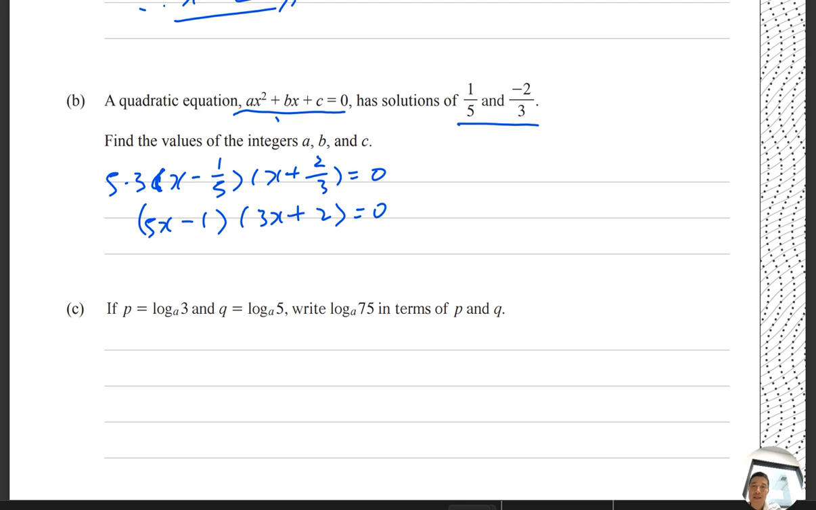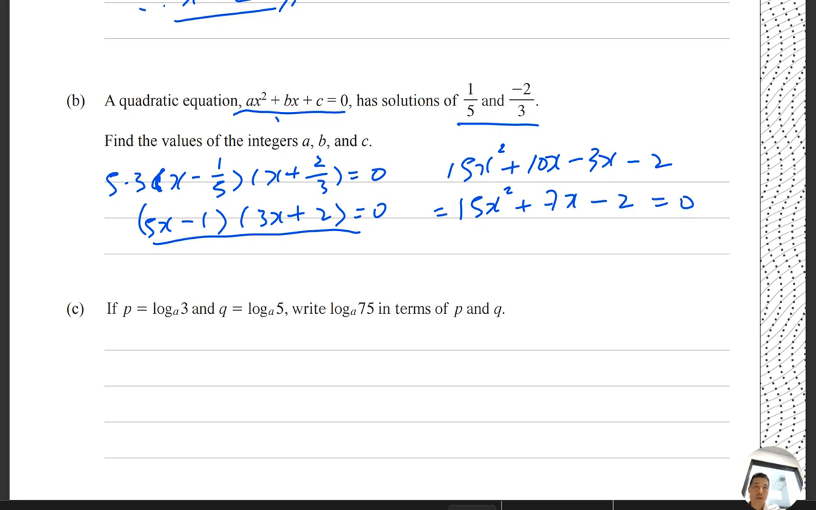Then expand these two brackets. So 15x squared plus 2x, plus 10x minus 3x minus 2, which is 15x squared plus 7x minus 2 equals 0. And then you just recognize a, b, and c. A equals 15, b equals 7, and c equals negative 2. They all are integers. Sweet.